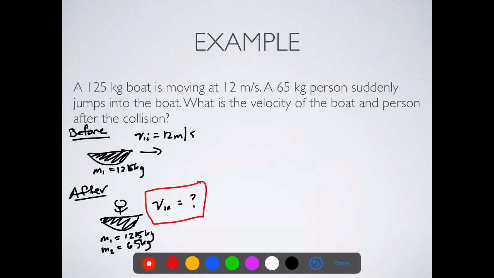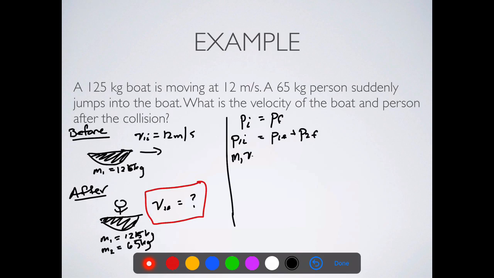My system is the boat and the person, so let's set up an equation. P initial is equal to P final. All right. Now let's think about this. I have 1 object at the beginning, so that's P1 initial. And at the end I have 2 objects, so that's P1 final plus P2 final. Now what are my 2 objects at the end? Well, they're the boat and the person. And they're combined. So let's see how we're going to work with this.